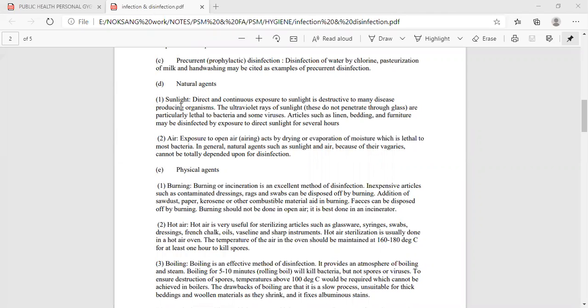Okay, so you should always keep it under the sun. Even the hospital linen, apron, anything that is used in the hospital, they used to keep under the sun. Okay, next is air. You have to expose the linens and other things in the air. Exposure to open air acts by drying or evaporating moisture. So these are the two natural agents present in nature, that is sunlight and air.